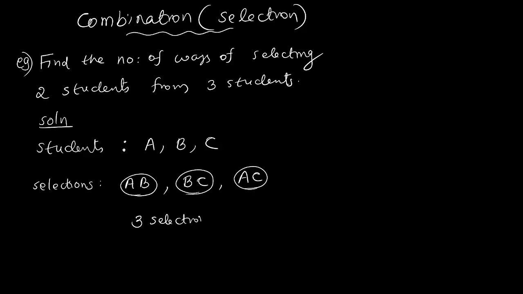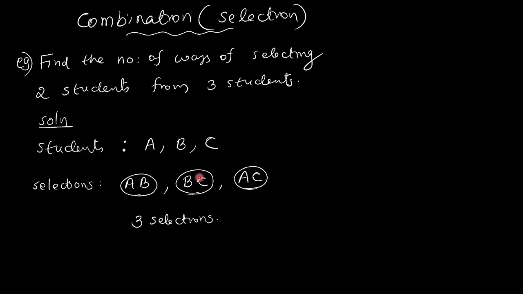3 selections are there. All of it clear? This one is okay? Selection understood? Please respond. Yes, sir. Yes, sir. Okay. But here we can list them.